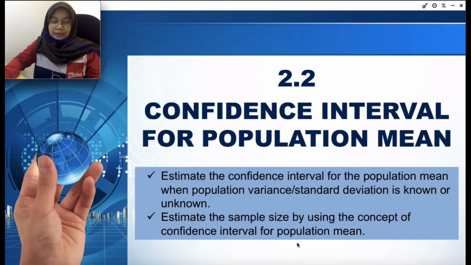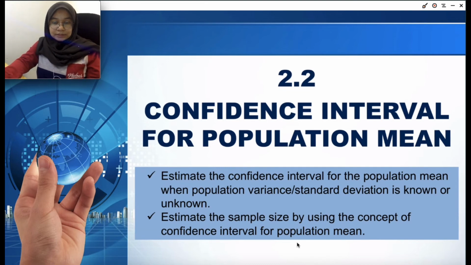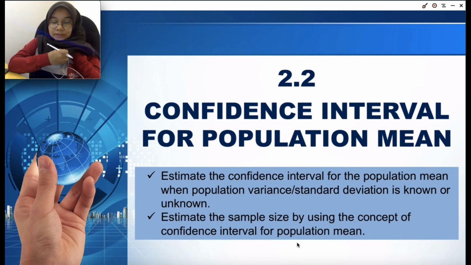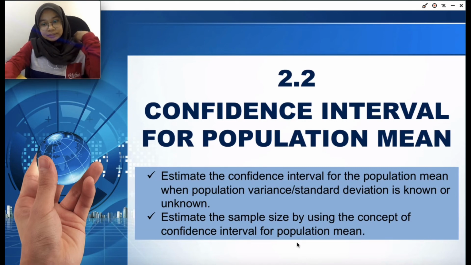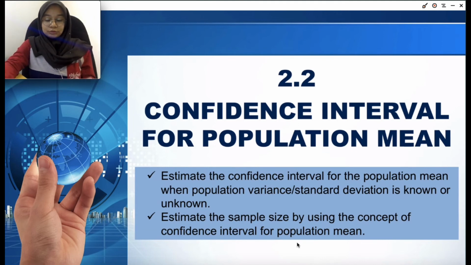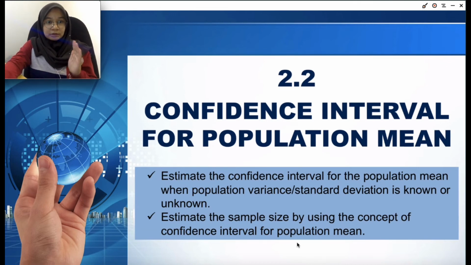Alright. Okay, now we go to 2.2, confidence interval for population mean. So we are done with the explanation of what is estimation, estimator, and the confidence interval, selang keyakinan. Now we want to do confidence interval for population mean. We want to estimate mu using the sample mean. In 2.2, we estimate the confidence interval for the population mean when the population variance or standard deviation is known, and estimate the sample size using the concept of confidence interval. From now on in 2.2, you need to have your statistical table. It is very important because it has all the formulas. The formulas are given in your stat table. You don't have to remember them.